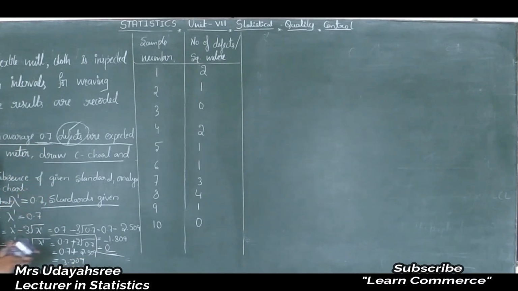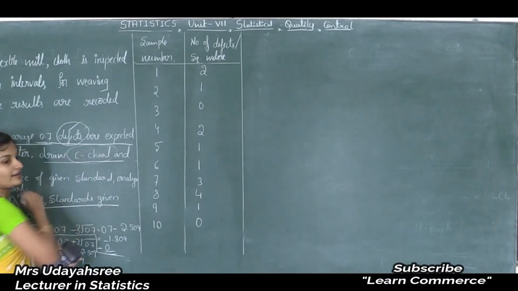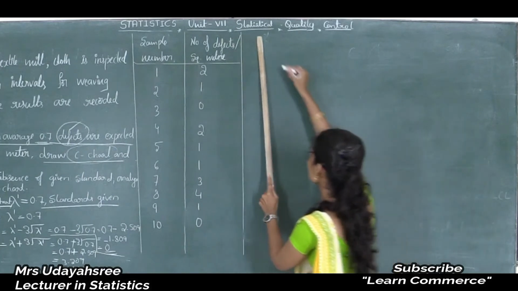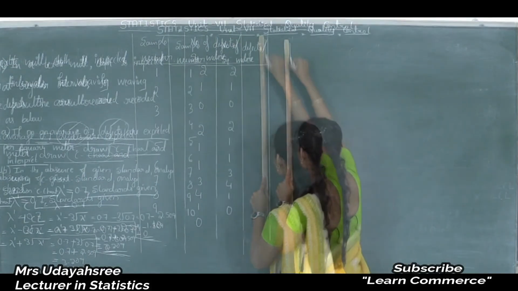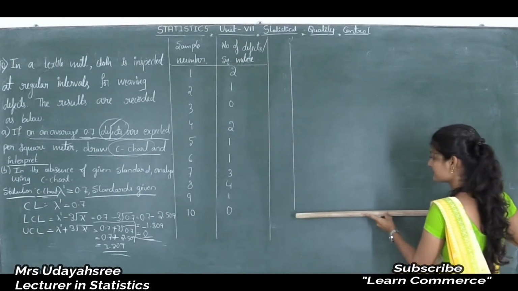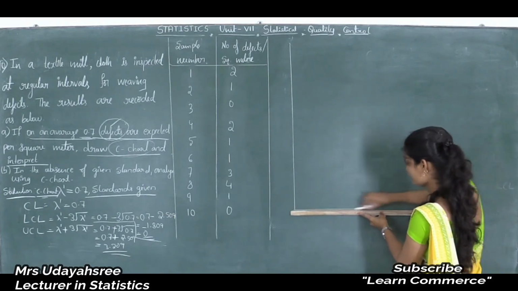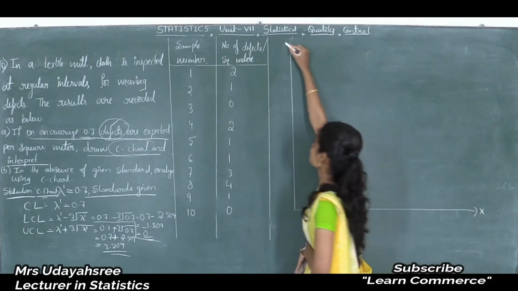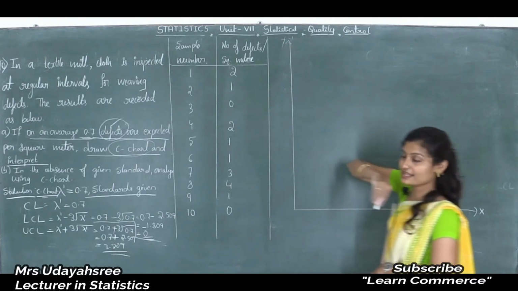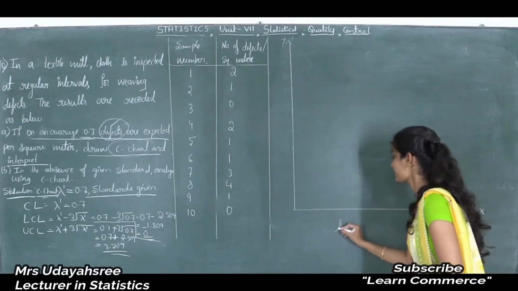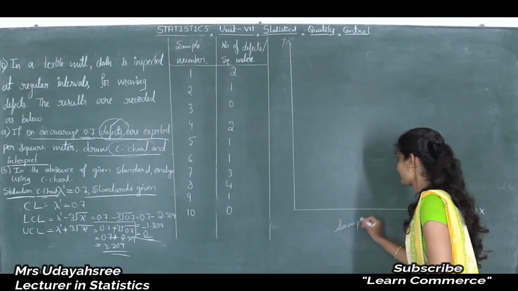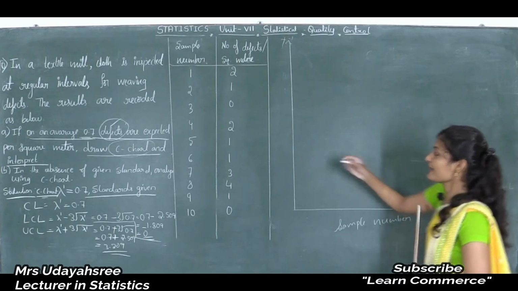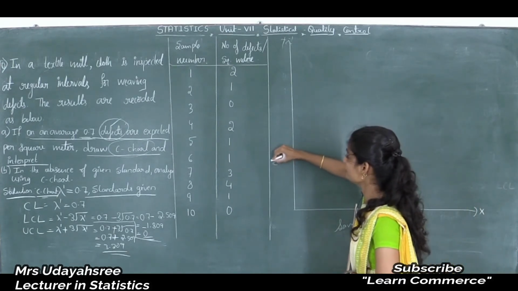Now I will construct the C chart. To construct a C chart, we need two axes, the x axis and the y axis. The x axis is along with the sample number, and the y axis is along with the number of defects.